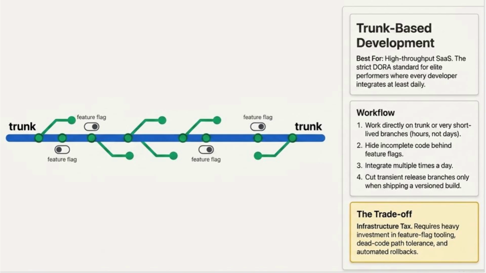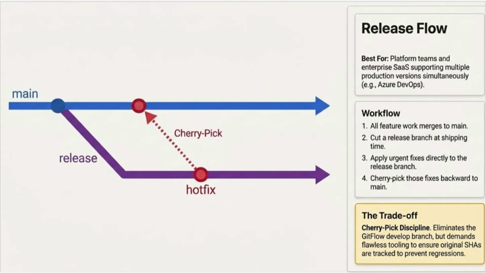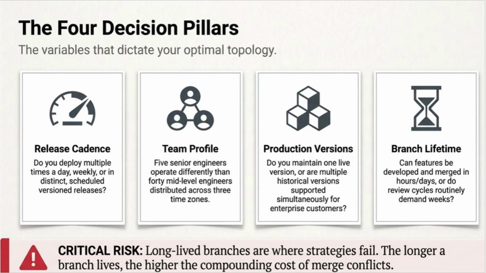2, what is your team's size and seniority? 5 senior engineers can manage a very different flow than 50 junior engineers. And 3, how many production versions do you support at once? If you only have 1 live web app, your strategy should be vastly simpler than a team supporting 3 different historical versions of some massive enterprise software package.